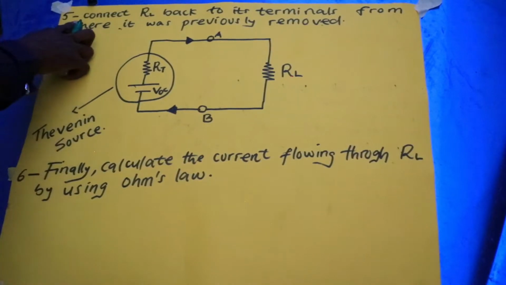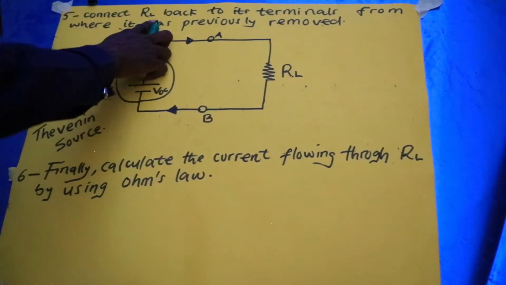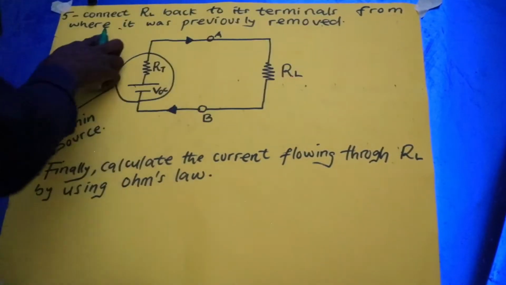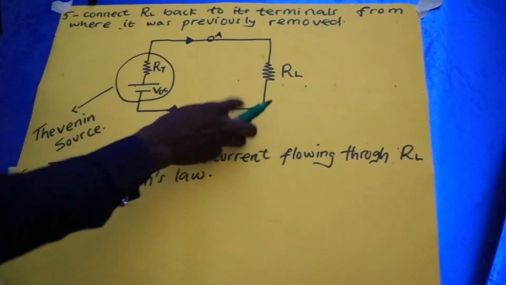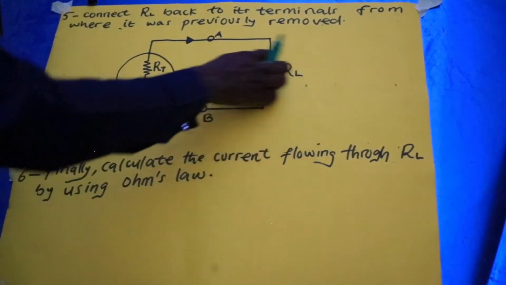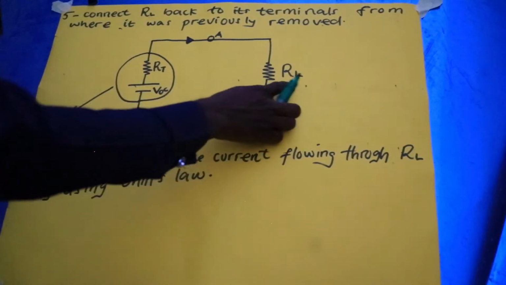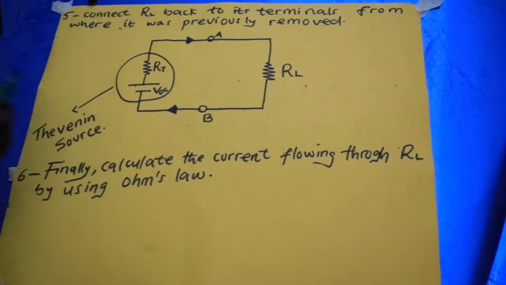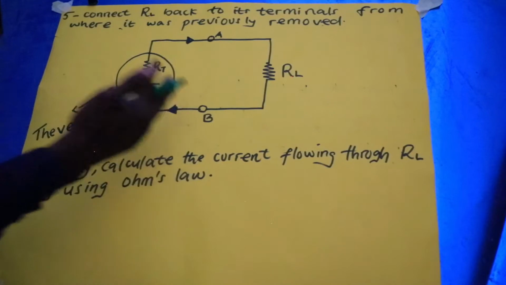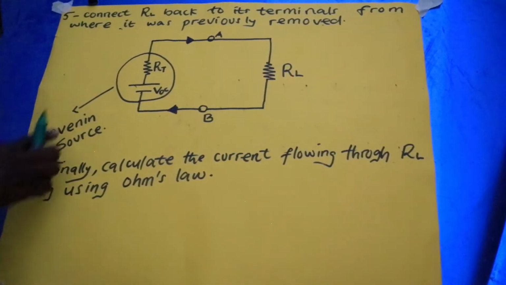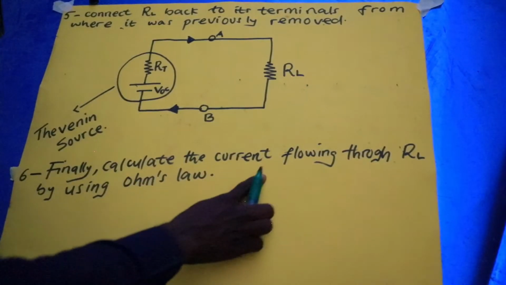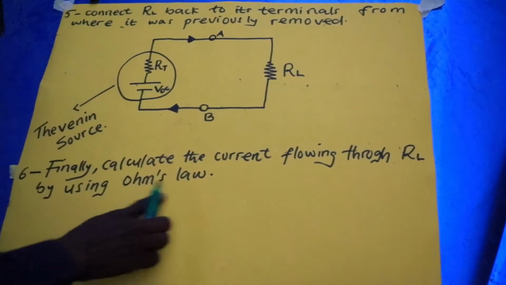Step number 5 says connect RL back to its terminals from where it was previously removed. This is RL and we connect it back to where it was previously removed the first time. So now after connecting it back, finally calculate the current flowing through RL using Ohm's law.